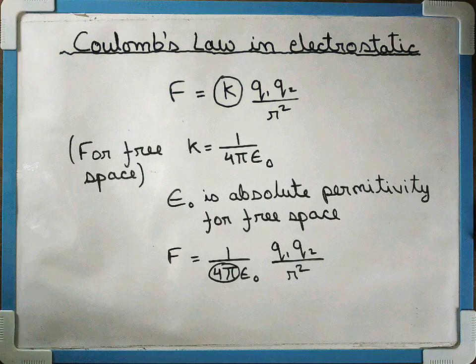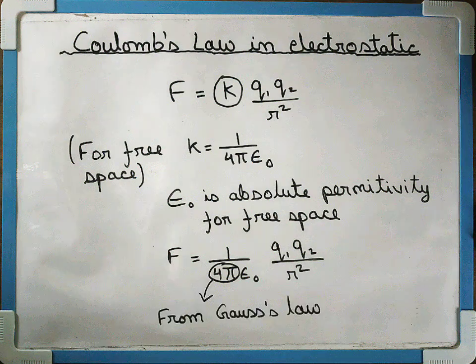Now this 4 pi, where does this come from? You learned this when we are introduced to Gauss law. We can derive this formula, 1 by 4 pi epsilon naught Q1 Q2 by R square, by using Gauss law. So this 4 pi comes from Gauss law, which we learn later.